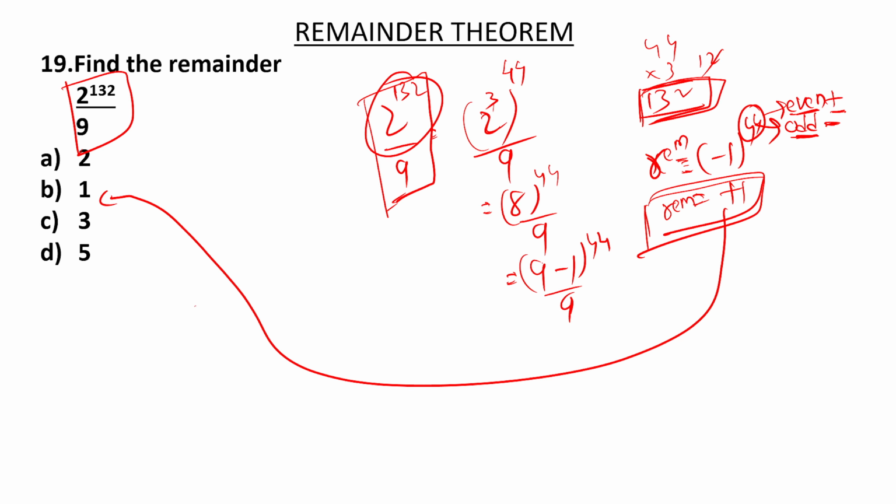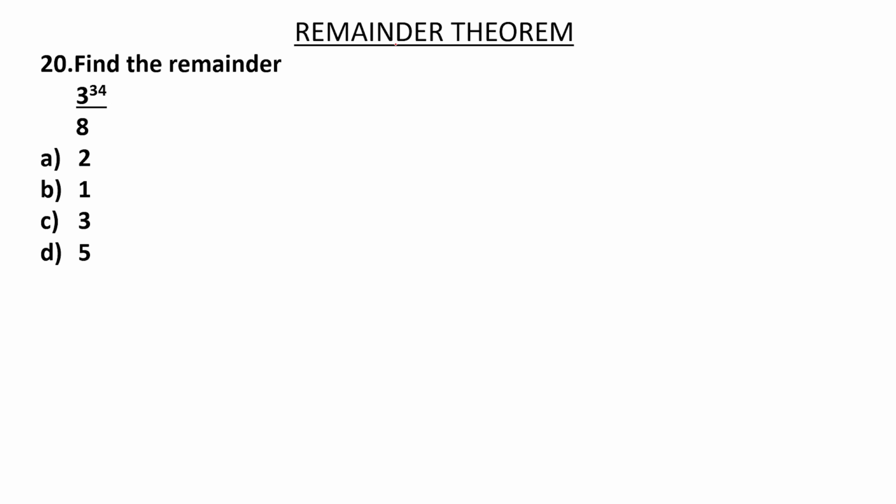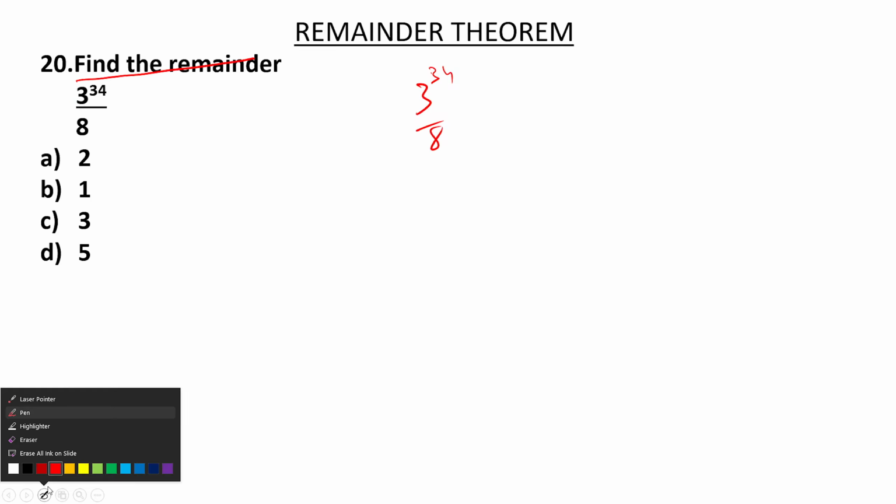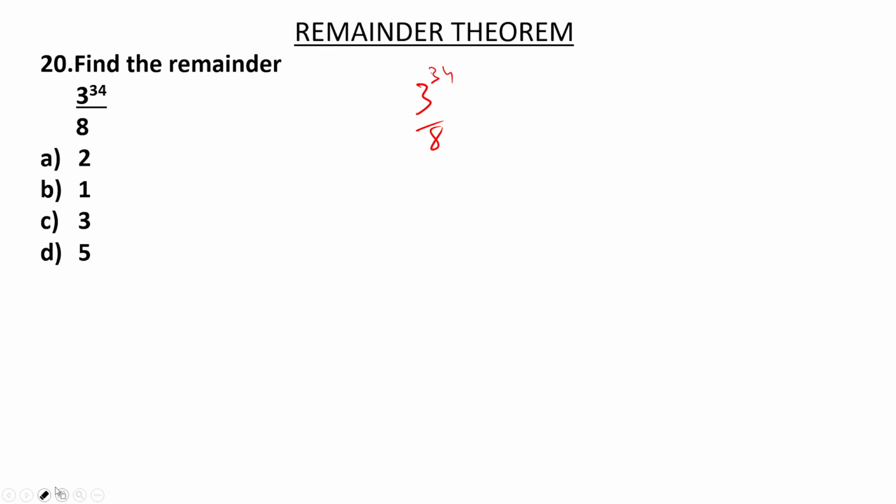If we do another sum, you get a gist of it. So here, there you go: 3 power 34 by 8. Here also we need to find the remainder. Let me erase it and write again. The same thing we are going to do.